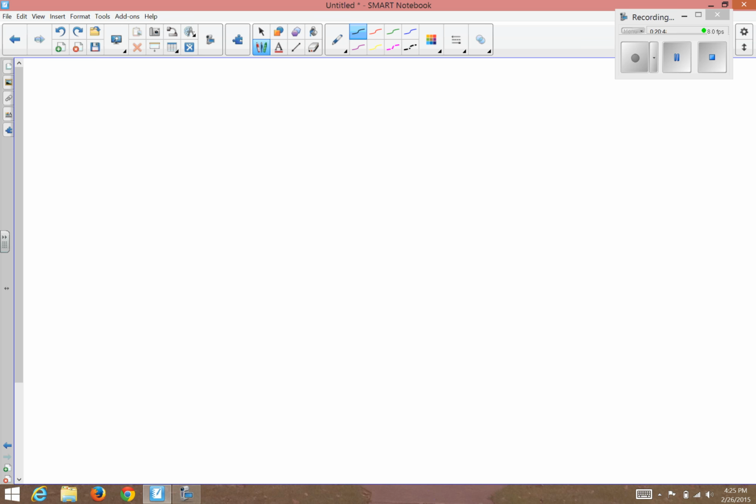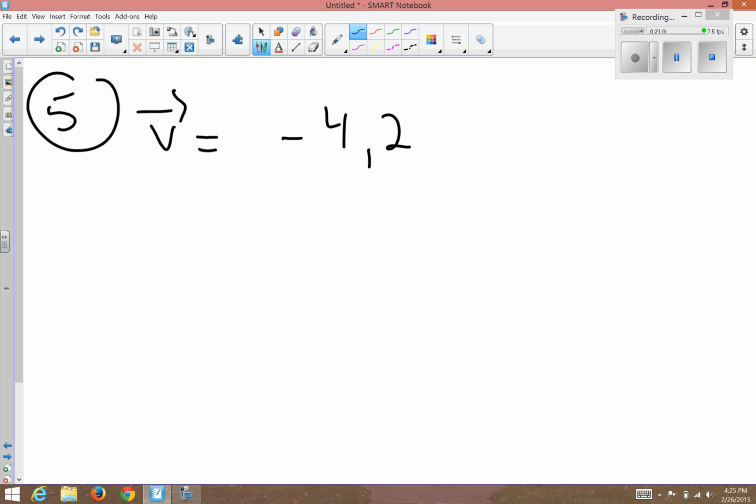All right, exercise 5, example 5. There's a vector called V, vector V, negative 4, 2. And it says to find 2 times the vector. Well, that just means multiply both of these numbers by 2.